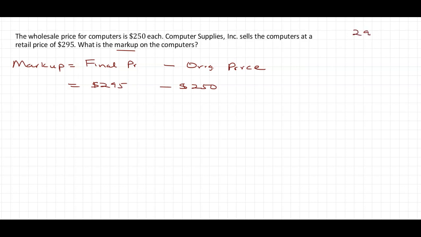So let's, for good measure here, do 295 minus 250. We have 5 here, we have 4. So our markup on this is $45. What about our percent markup?